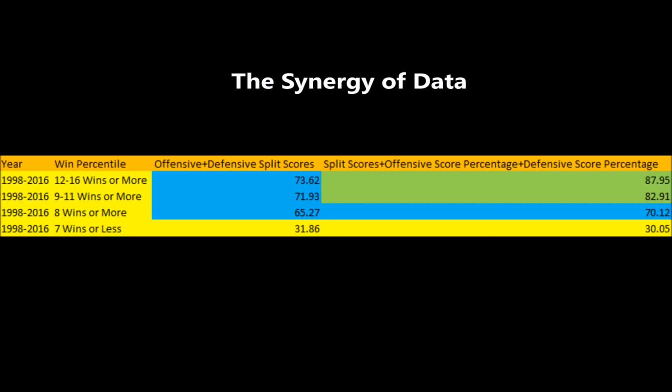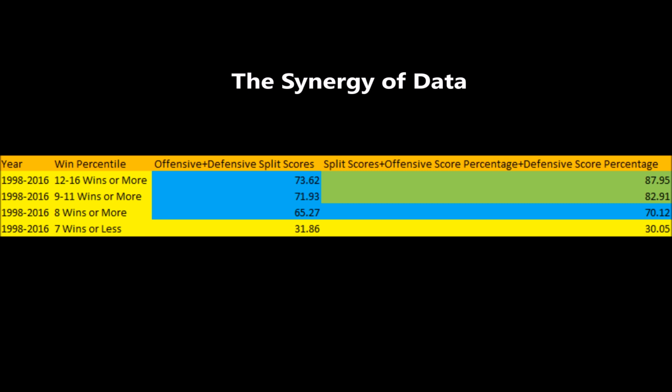So 12 to 16 win teams are teams that, when they score in split scores plus offensive score percentage plus defensive score percentage, average a score with all those things combined of 87.95 out of 100. Meaning that you better score really well on this particular metric. This is by far the most predictive metric out of all the metrics. So each week, when I'm doing my matchups, I'm pointing out different things to pay attention to, especially with individual matchups as well. This is really the whole enchilada metric.